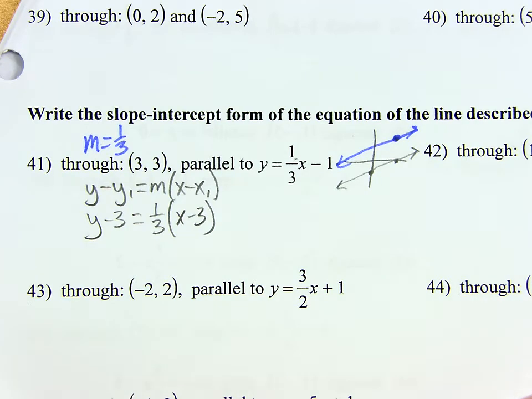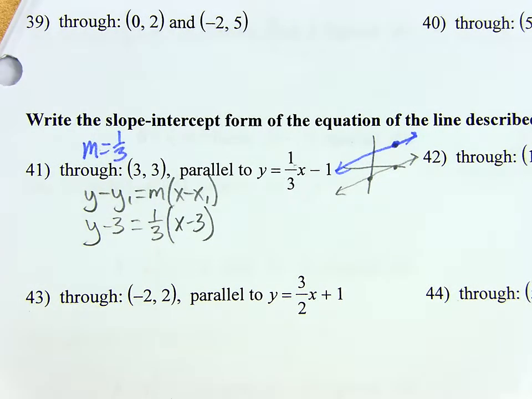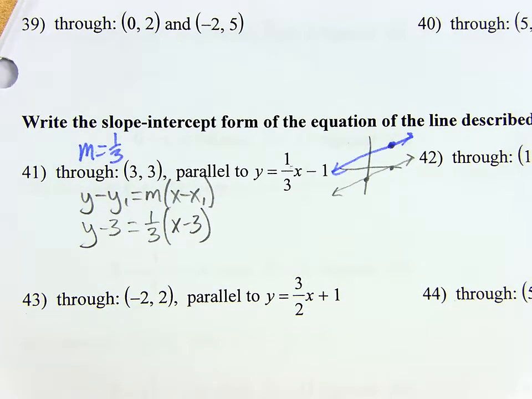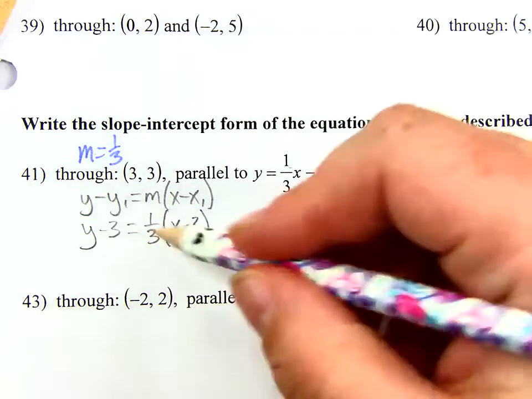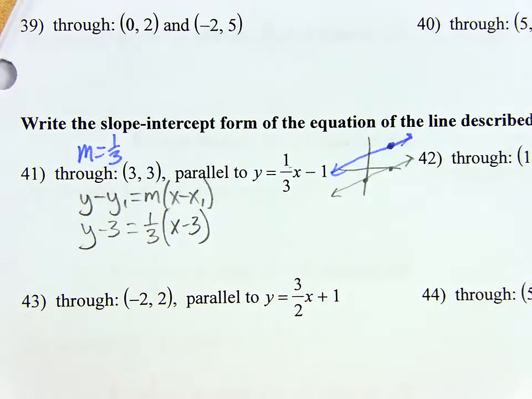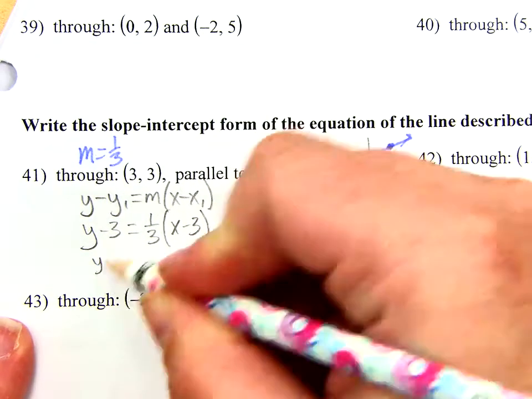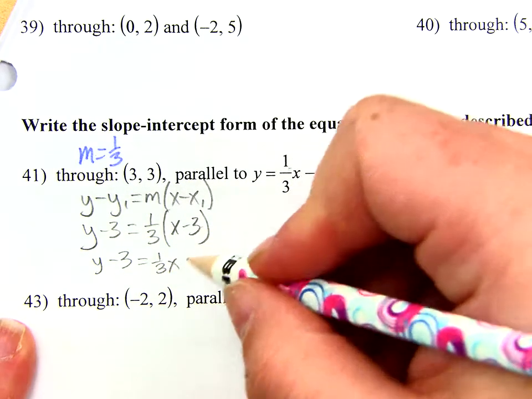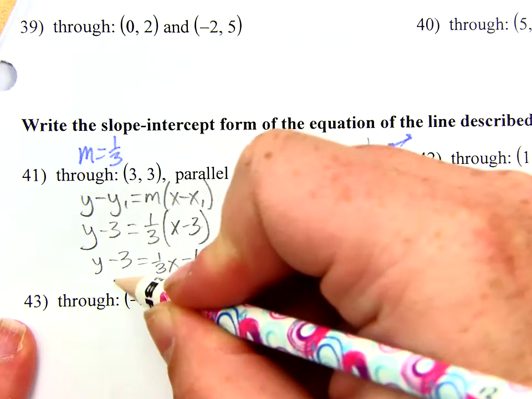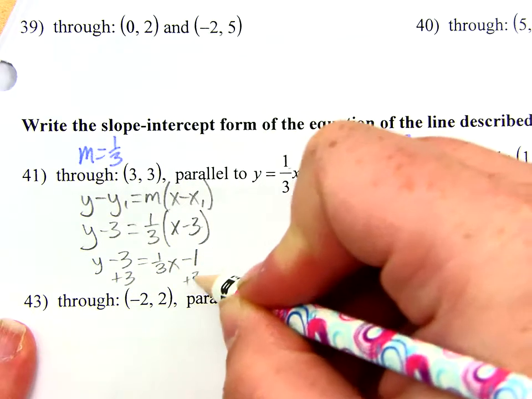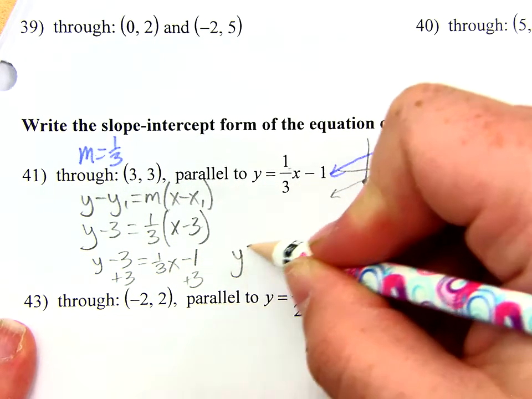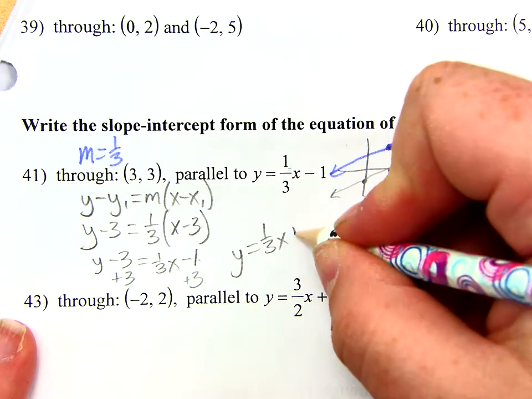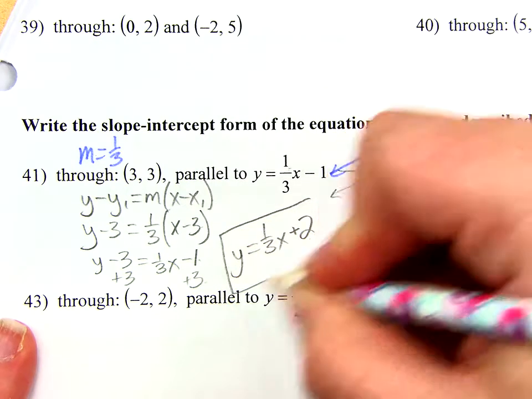And then all I have to do, they are still asking me to finish in slope-intercept form. If they didn't say it had to be in slope-intercept form, we would be done. But they did, so I'm going to distribute the 1/3 and then add the 3 over. What's 1/3 times -3? -1. And then just add 3 to both sides. I ran out of room, but -1 plus 3 is just plus 2. That's it.